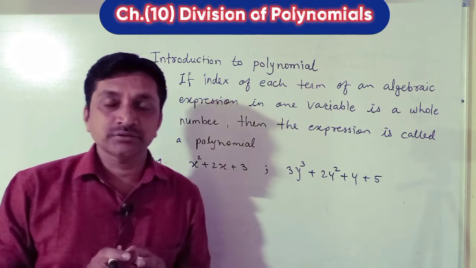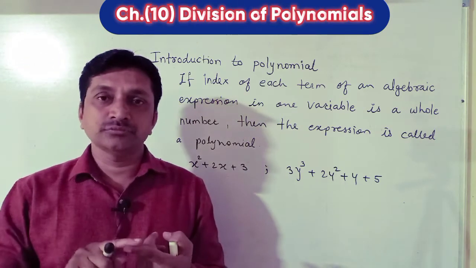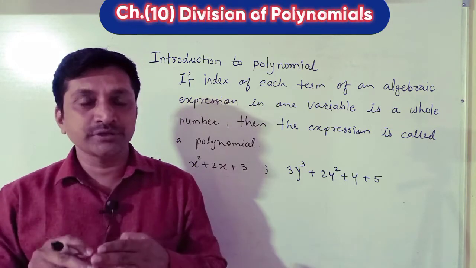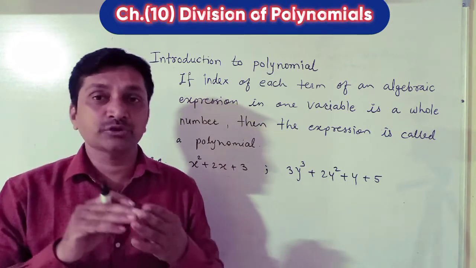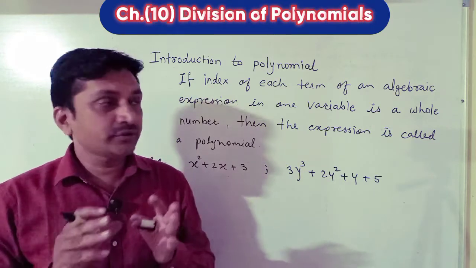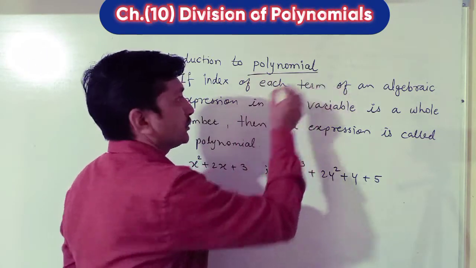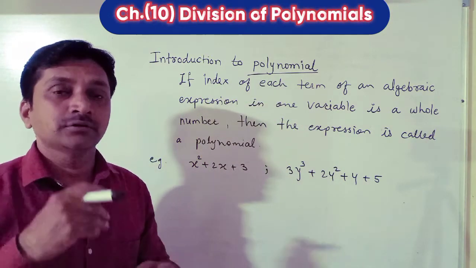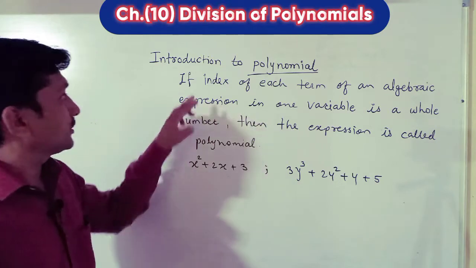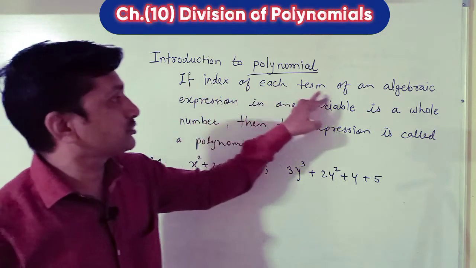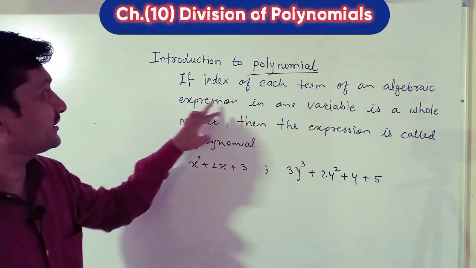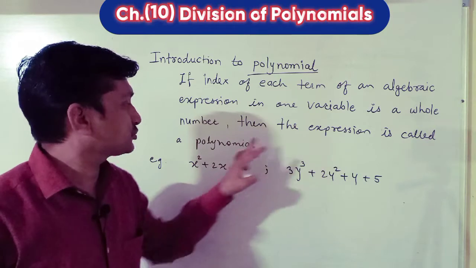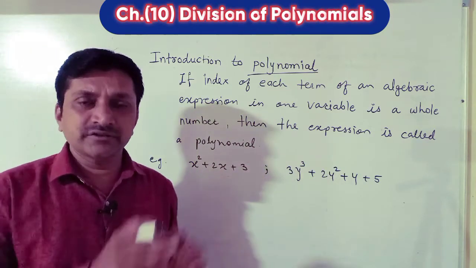Now as you know, an expression having one term we call it monomial, an expression having two terms we call it binomial, an expression having three terms we call it trinomial. In this way, one general word is polynomial. Here in this expression, more than two terms will be there. If the index of each term of an algebraic expression in one variable is a whole number, then the expression is called a polynomial. That is the condition given there.